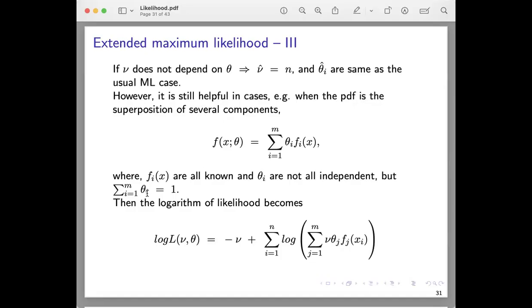Sir, are these different parameters or different values of the same parameter? No, different parameters. But they are not completely independent. Okay, sir.